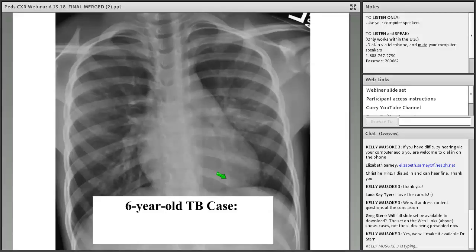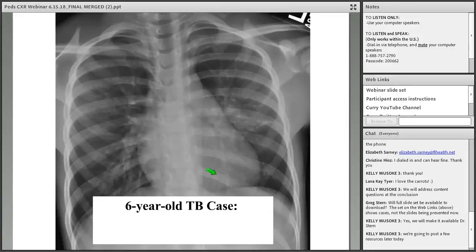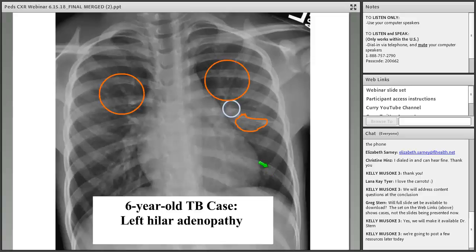Here's a 6-year-old TB patient, and once again, looking at the hilum, you can see that this hilum does not taper like a carrot. You can see that there's an opacity projecting very near that right hilum. Additionally, the patient also has areas of small nodules in both upper lungs.